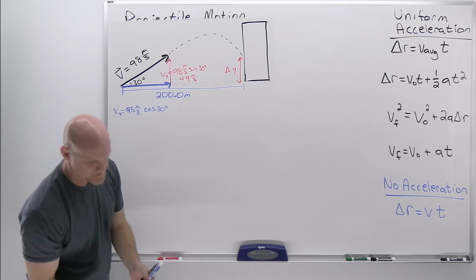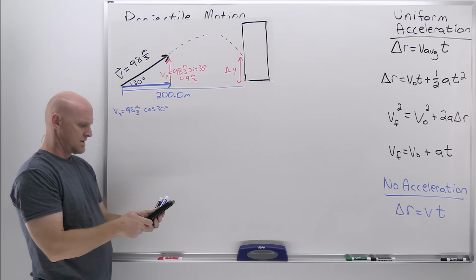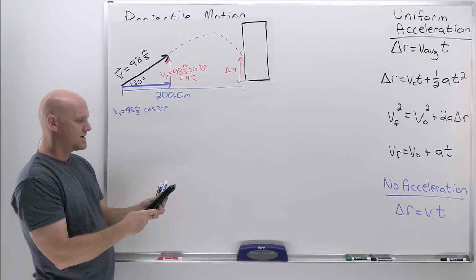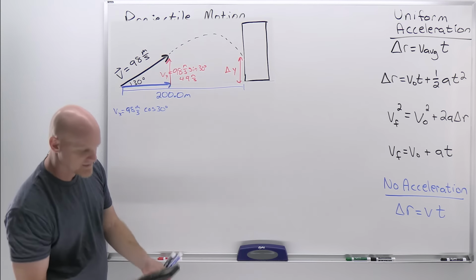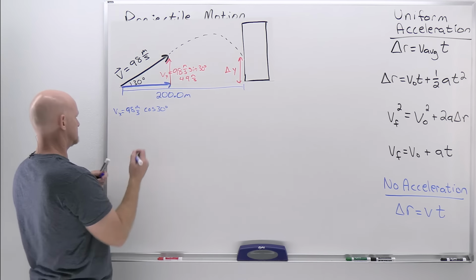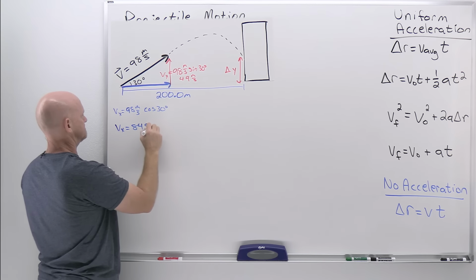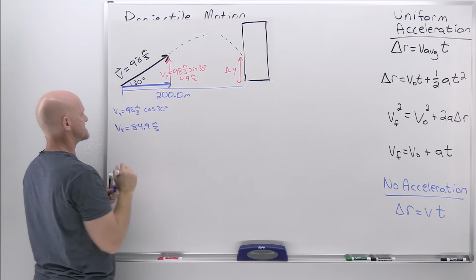And for the x component, 98 times the cosine of 30, it's going to get us 84.9 meters per second.